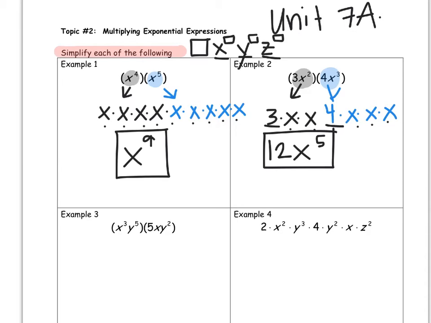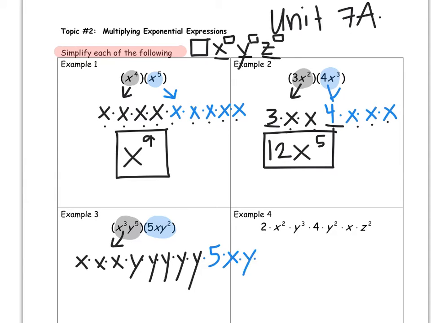Alright, next one. I have x cubed y to the fifth. Alright, x cubed y to the fifth is x times x times x, 3 x's, and then 1, 2, 3, 4, 5 y's. Alright, and then I'm multiplying that by 5x y squared. So that means I'm multiplying it by 5, and then an x, and then a y, and a y.